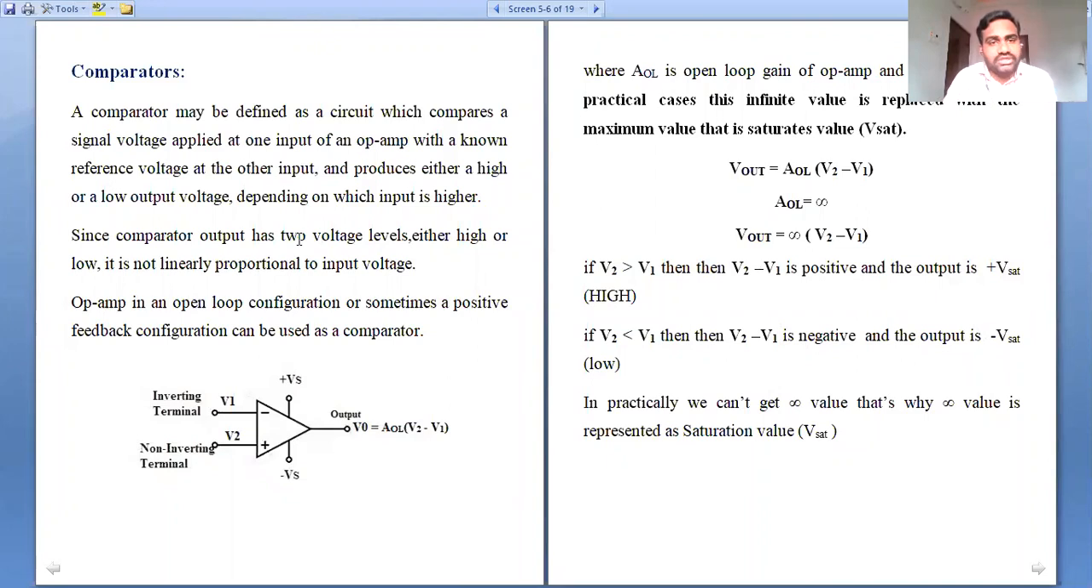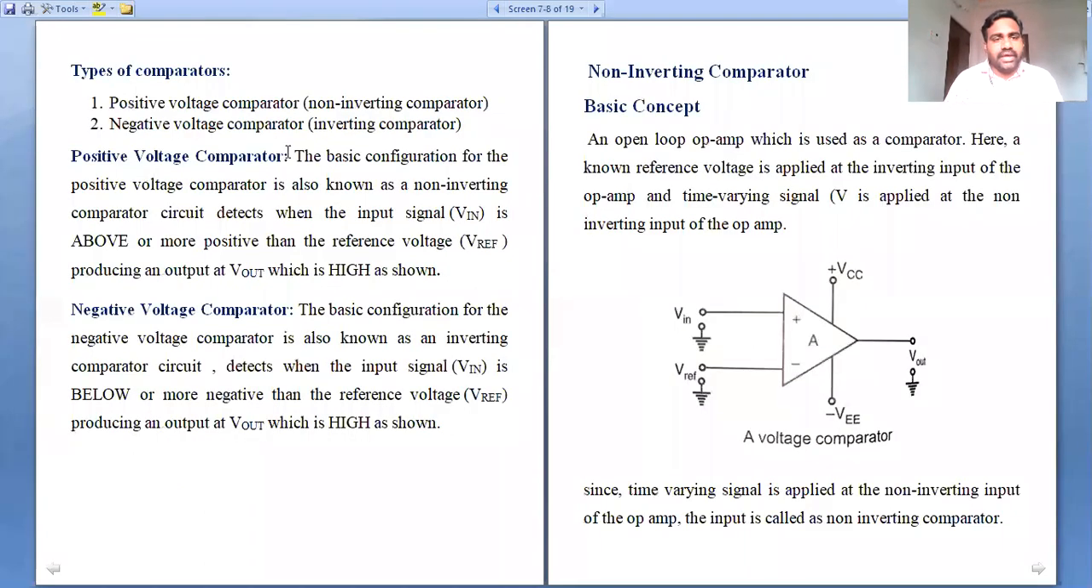Okay, a comparator is a nonlinear application. It discusses the difference between two input terminals. One input is taken as a reference point and another input is taken as the actual input point. To explain further with clarity, there are two classifications of comparators. One is the positive voltage comparator or non-inverting comparator, and the second one is the negative voltage comparator or inverting comparator.